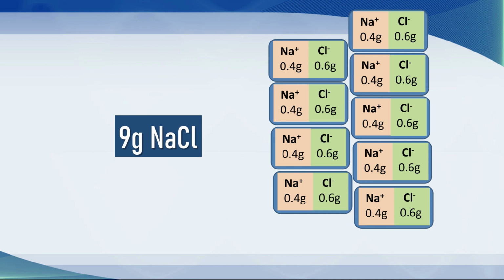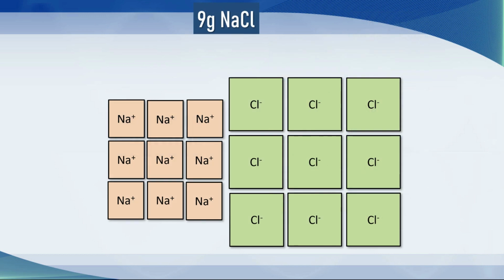And here we have our saline solution. Remember this is 9 grams of NaCl. Each one of these is 0.4 grams of sodium and 0.6 grams of chloride. And this is just another way of looking at it. The actual weight of the chloride is obviously going to be greater than the weight of the sodium.